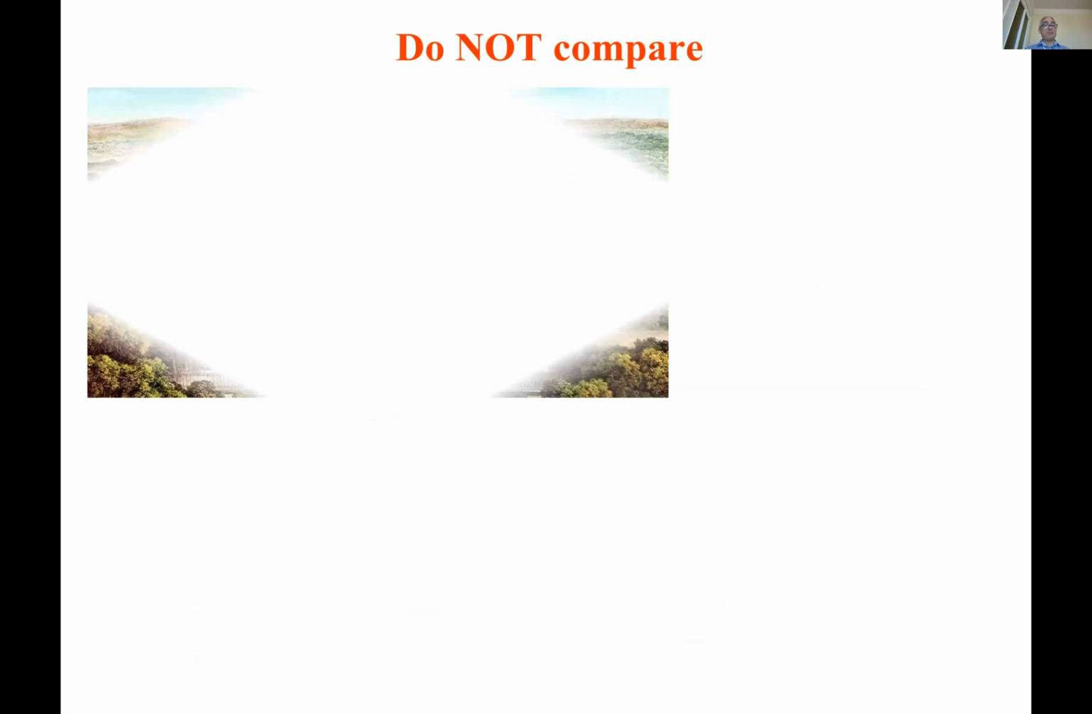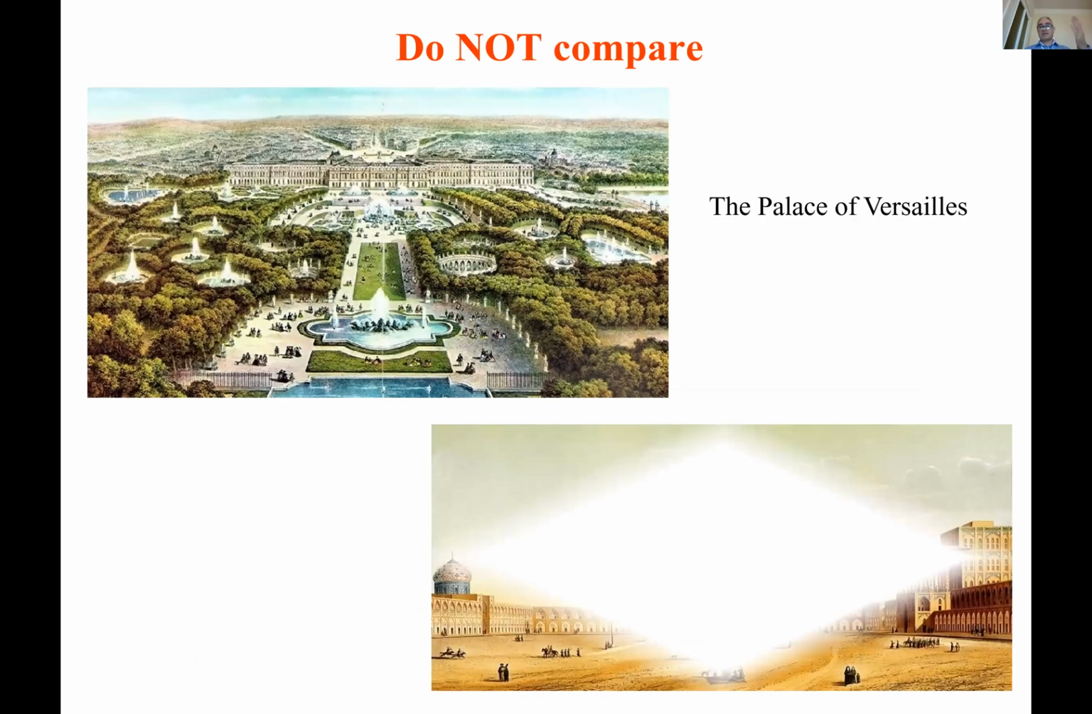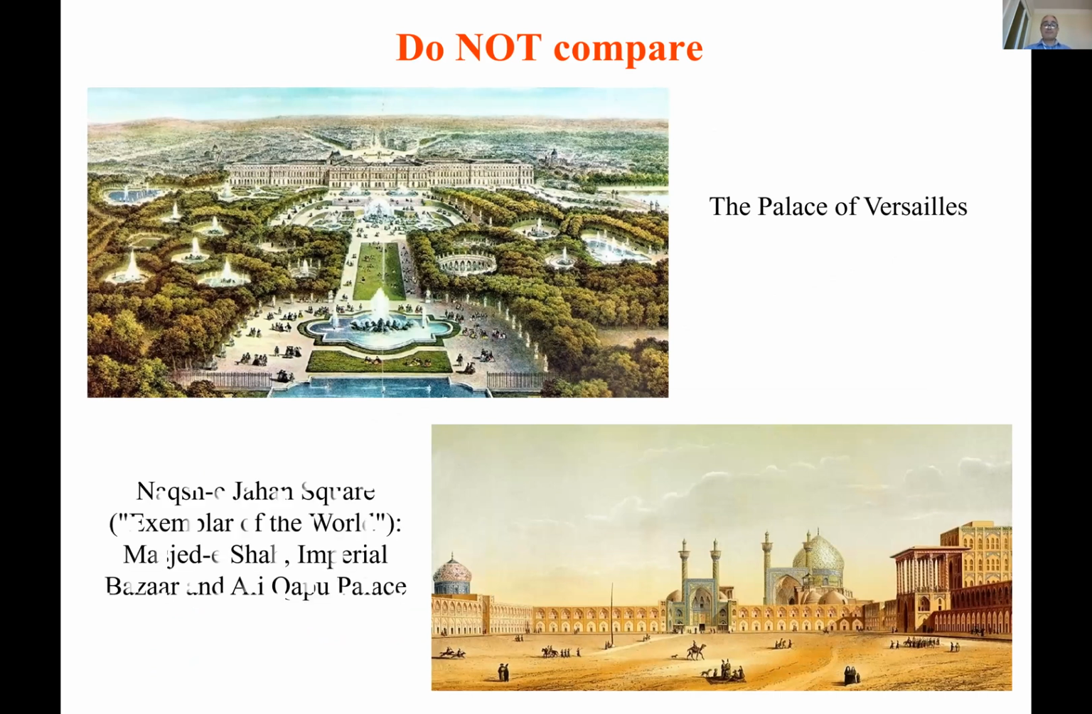But of course, we should not compare beauties, let's say the Palace of Versailles and Naqsh-e Jahan Square in Isfahan in Iran. These are beauties of the 17th century, constructed and planned by King Louis in France and Shah Abbas the First. Both were influential rulers, both left a trace, and both had a huge historic impact.